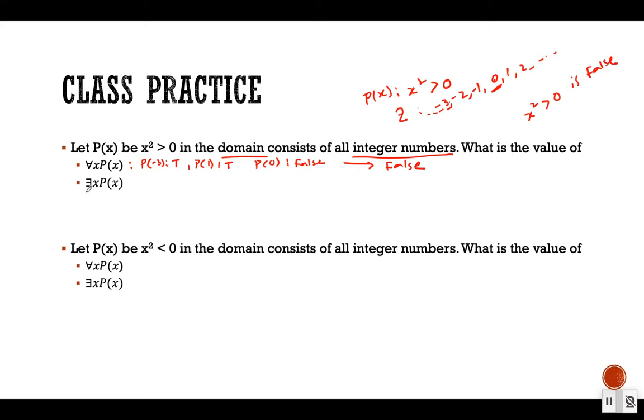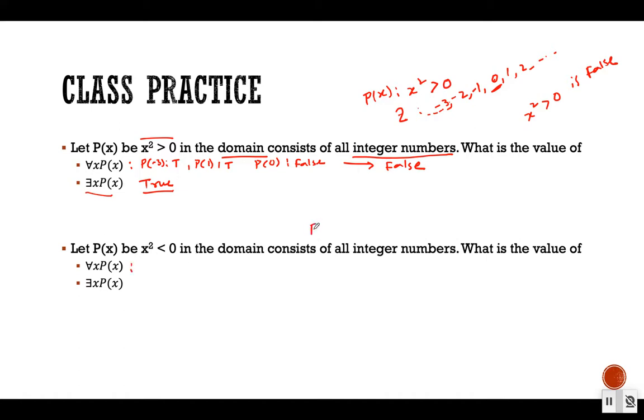So what about this one? This one is true. You can take any value other than 0. For every value other than 0, it will be evaluated to true. So if there exists at least one value for which this is true, this statement is true.